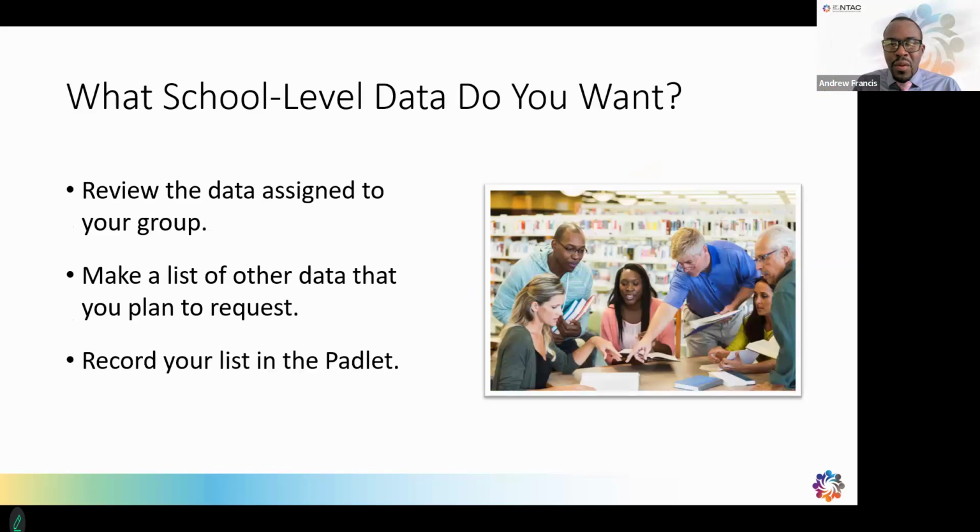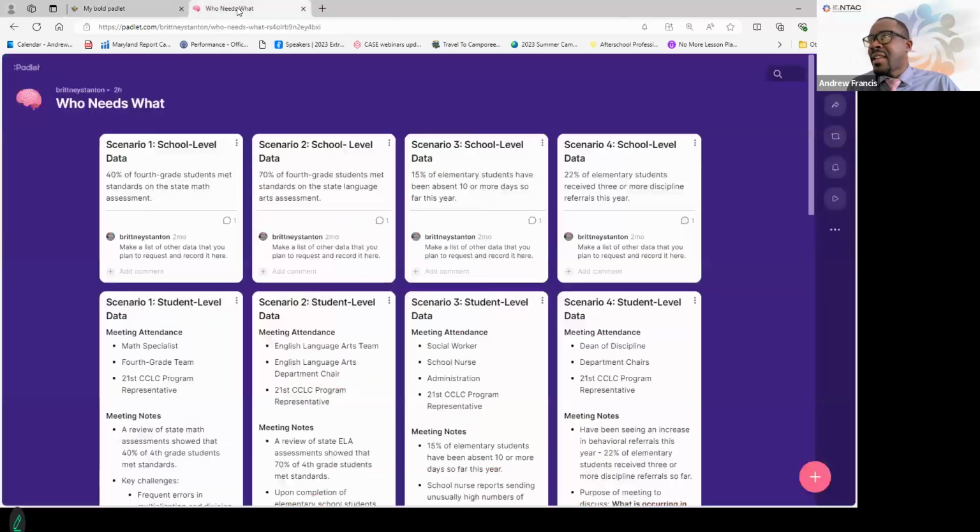Now, we're going to do an activity, right, using our Padlet again. And I'd like for you to think about the school level data that will be necessary for your needs assessment. And as you think about that, we are going to be asking you to tell us what data or what questions you have, based on what we're sharing here for you on the Padlet.